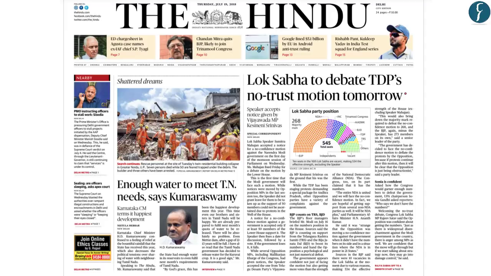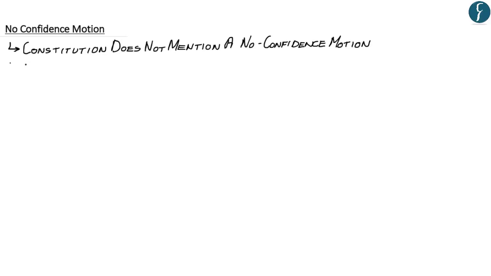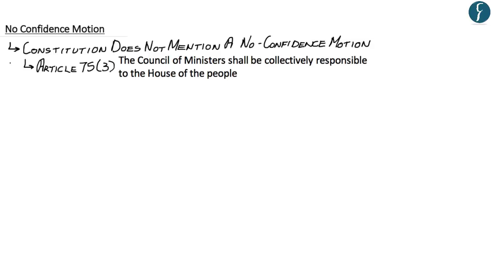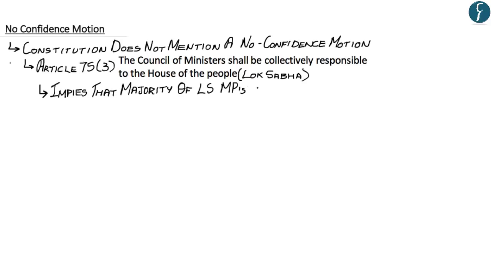Now let us begin. We'll begin today by first understanding what a no confidence motion is, and we'll try to understand this from the perspective of your prelims examination. The Constitution of India does not mention a no confidence motion. However, Article 75, Clause 3 states that the Council of Ministers, meaning the Prime Minister and his cabinet, shall be collectively responsible to the House of the People, which means the Lok Sabha. This implies that the majority of the Lok Sabha MPs must not be against the Prime Minister and his cabinet.